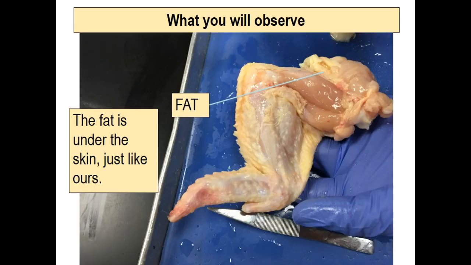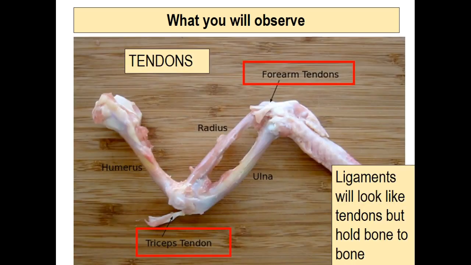So getting back to what you will observe in your chicken dissection, you'll observe fat. You can see that right here. And just like in humans in the subcutaneous layer, the fat is just under the skin. And you will observe tendons. Here you have tendons of the forearm. Remember that a tendon holds the muscle to the bone. And you also have the triceps tendon, which has been cut here because the tricep has been removed.